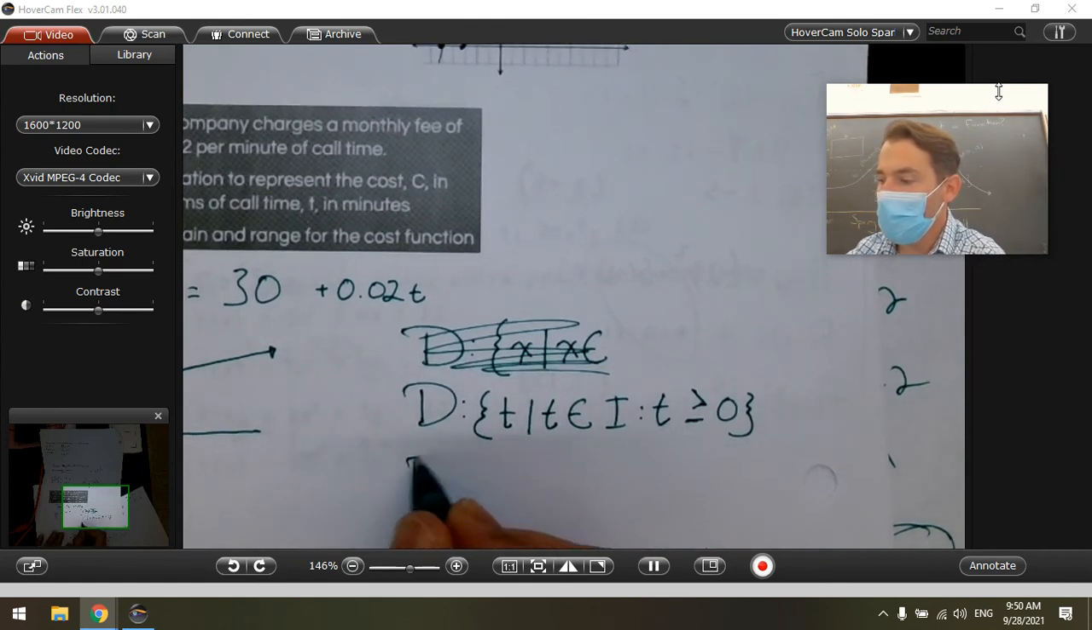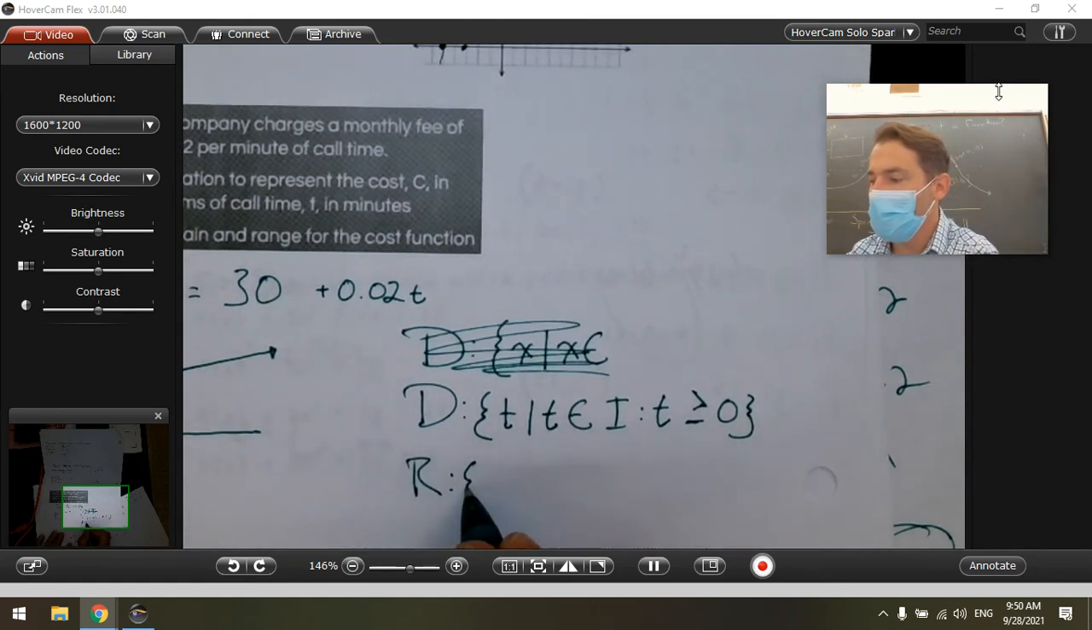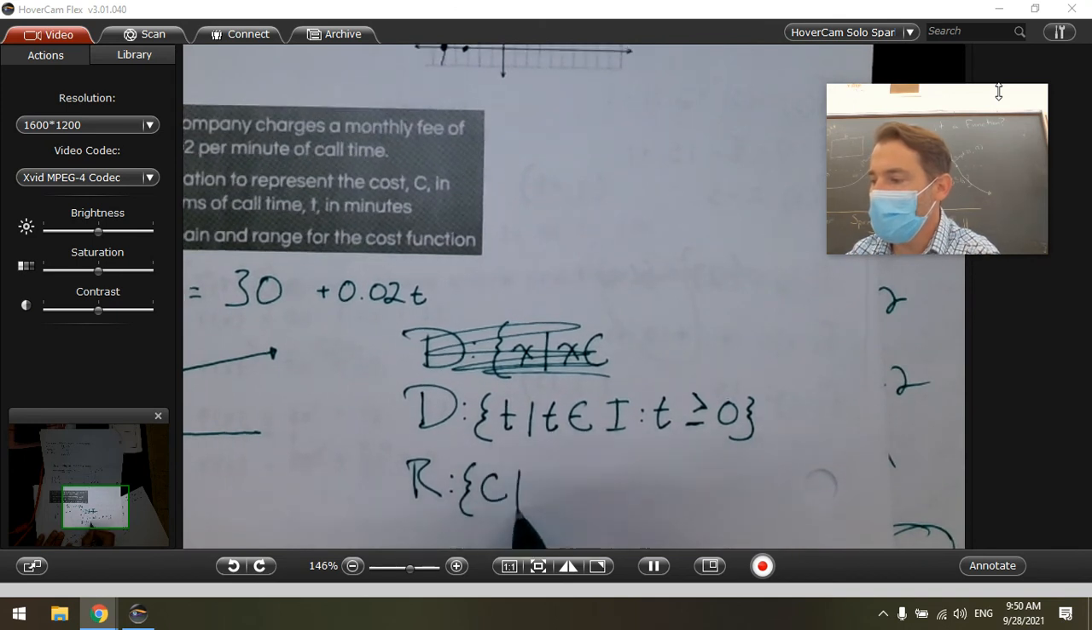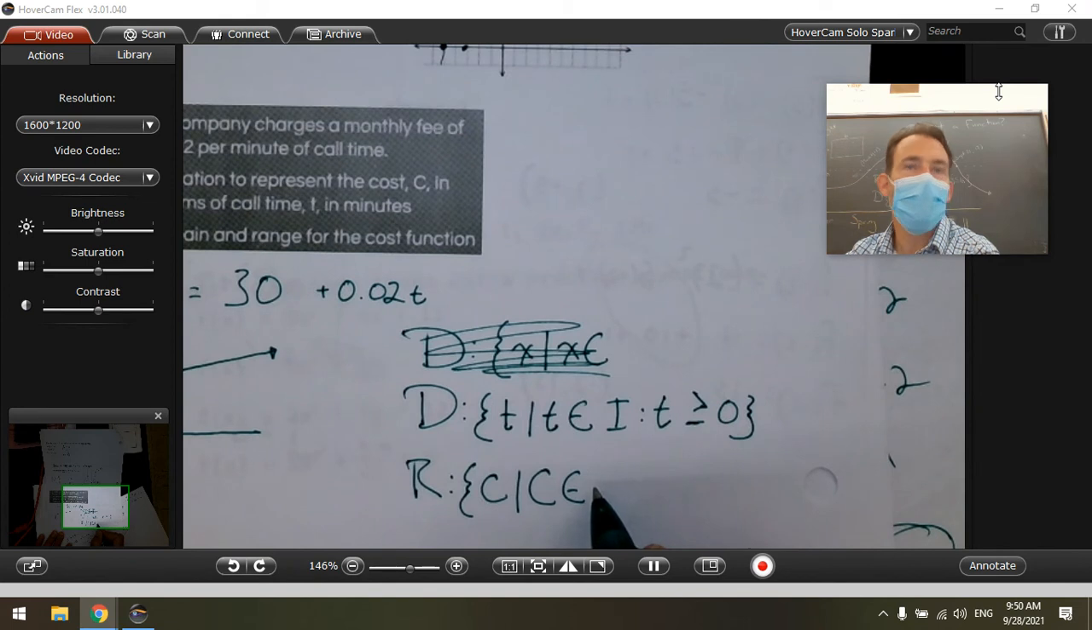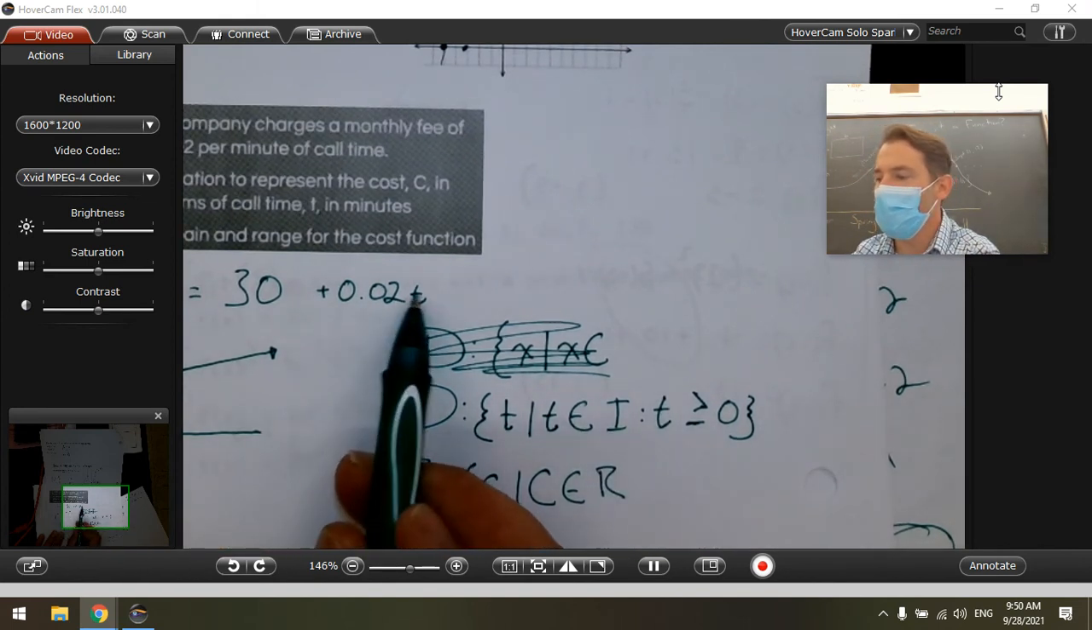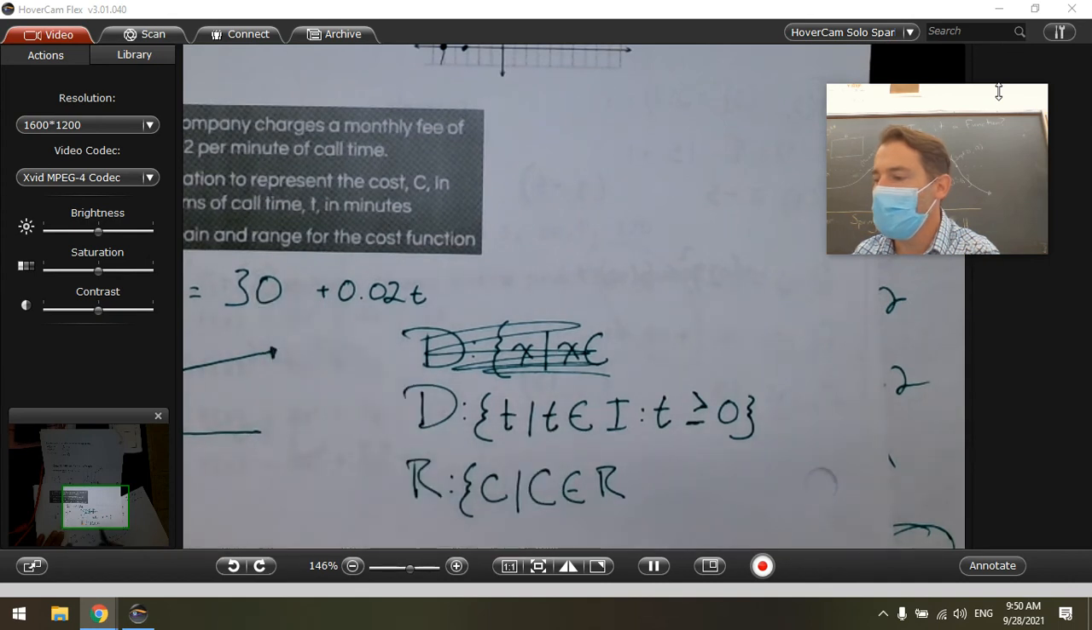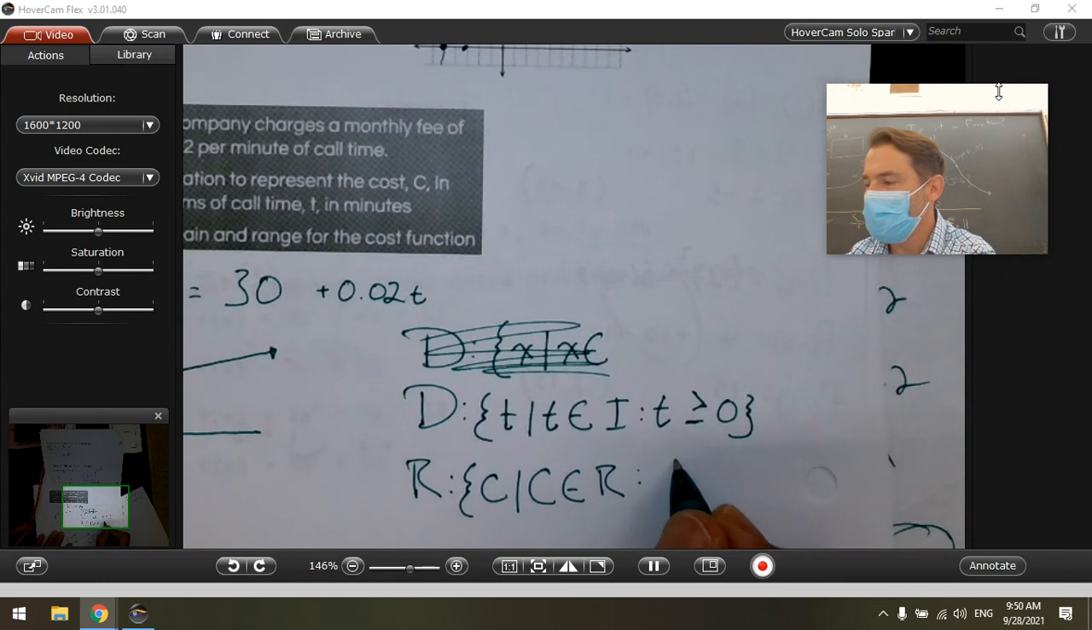The range, what's the range of possible outputs? C is a set of numbers such that C is of the... Yeah, this one will be reals because we definitely have decimals. As soon as I add 1 minute, I'm going to get $30.02. And are there limitations on C? Yes. Minimum is 30.